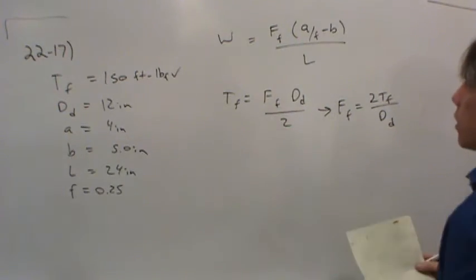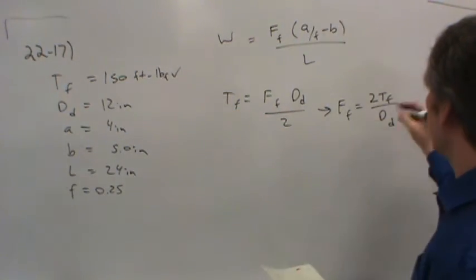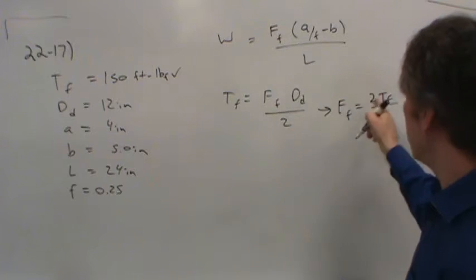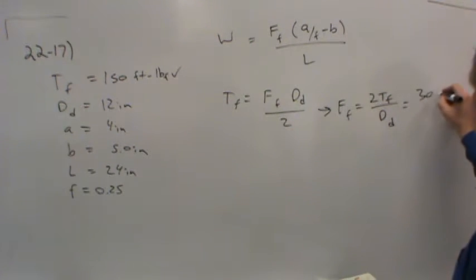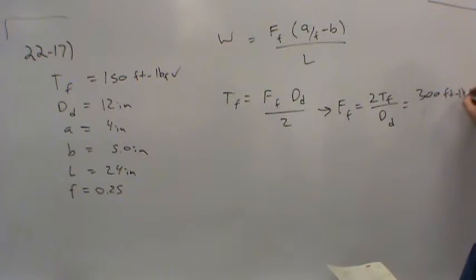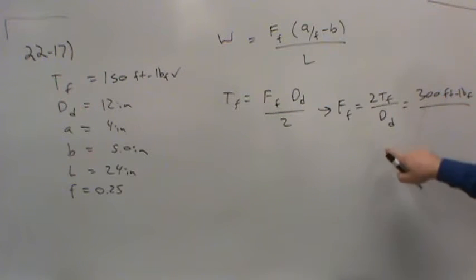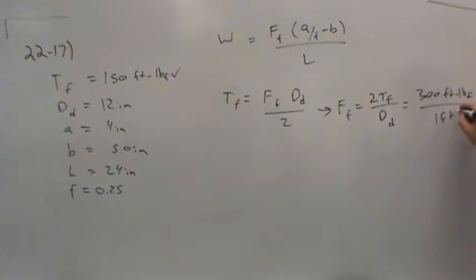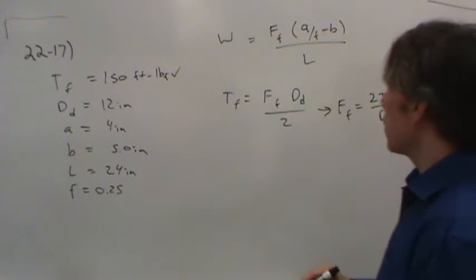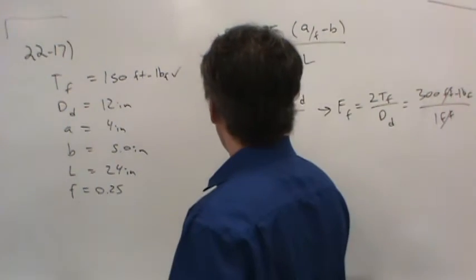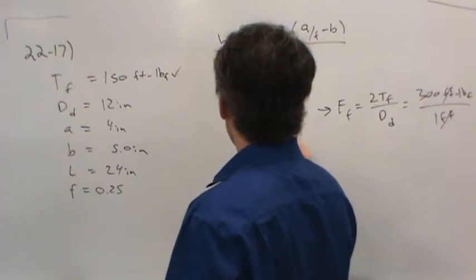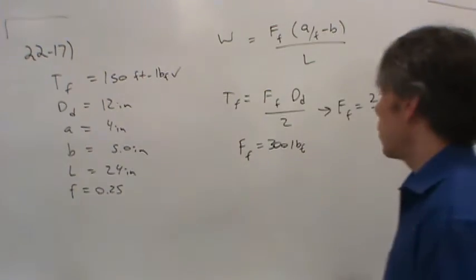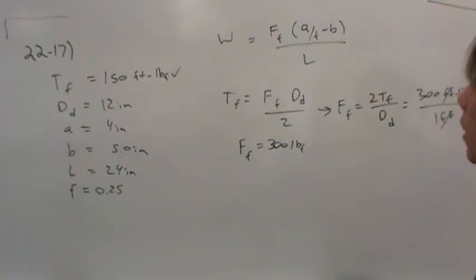Just rearranging this equation, 2D on the other side. So let's see, 2 times 150 would be 300 foot-pounds. The numbers are really straightforward, so we'll just do this in our heads. The diameter of the drum is obviously a foot. So you can see that the frictional force required is 300 pounds in order to apply the required torque to the drum.